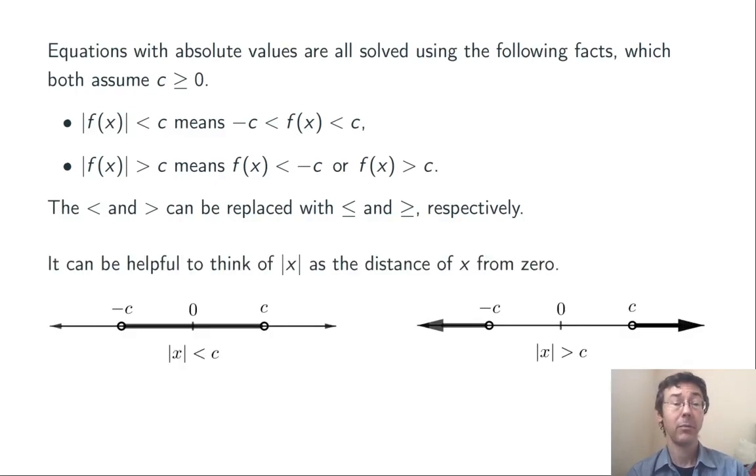I think pictures are very helpful here. We think about the absolute value of x as the distance from x to 0. So absolute value of x less than c means all the points that are within c of 0, not including c itself. That's pictured there on the left, basically values that are close to 0. On the right, absolute value of x greater than c, we're saying we want the points that are further away from 0 than c. And of course that can happen to the right and to the left. It can happen in two different ways. Hence we're getting x greater than c and x less than negative c.